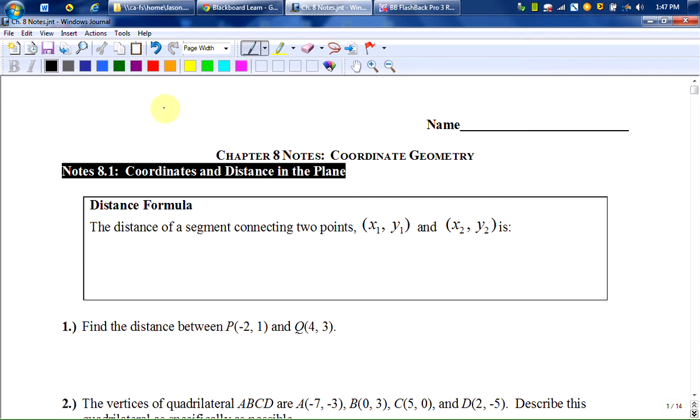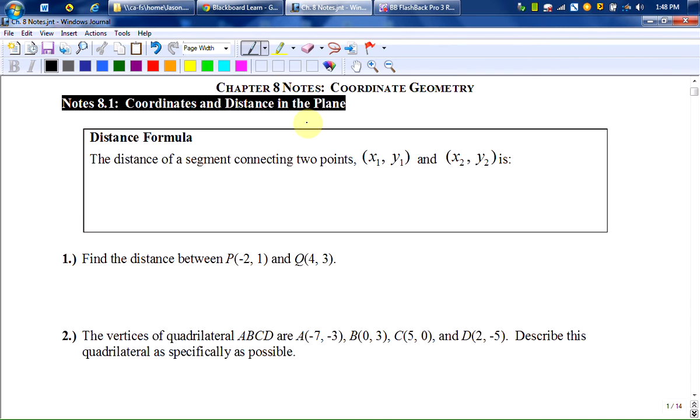A historical side note is that René Descartes, a French mathematician, developed graph paper, or the coordinate plane, also sometimes referred to as the Cartesian plane, named after him. So moving on to the first thing, which is the distance formula.